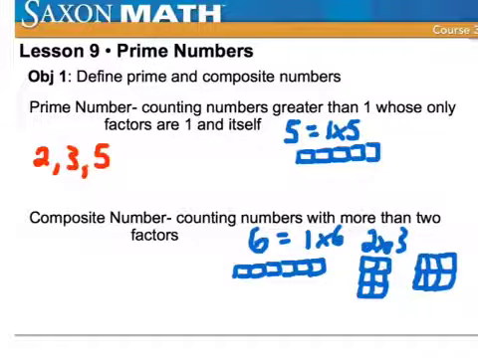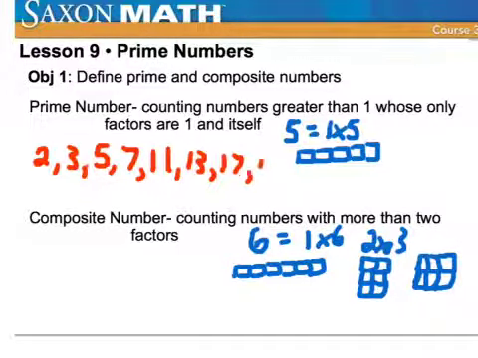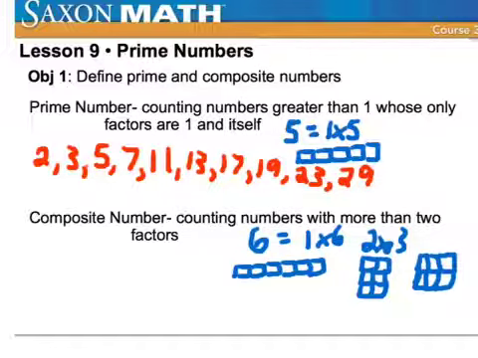Go to 5. Next one is 7. And the next one is 11. And then 13. And then 17. And then 19. And then 23. And then 29. And that is 1, 2, 3, 4, 5, 6, 7, 8, 9, 10. That's the first 10 prime numbers, where the only factors of those are 1 and itself. Okay?